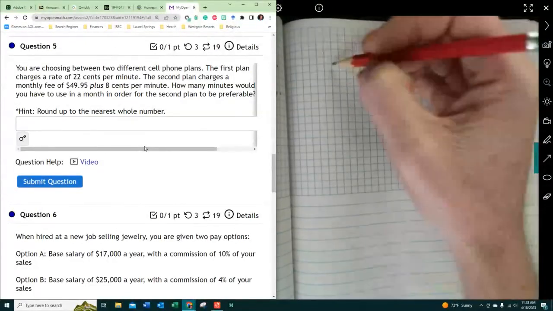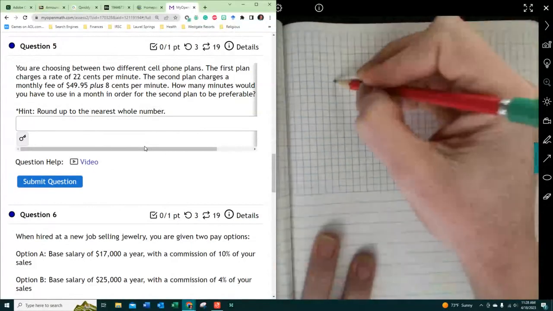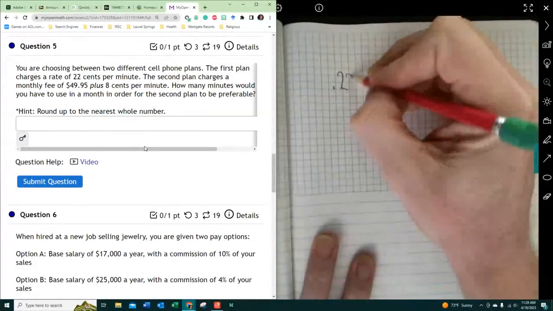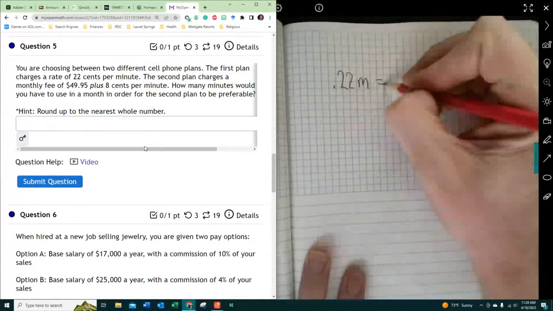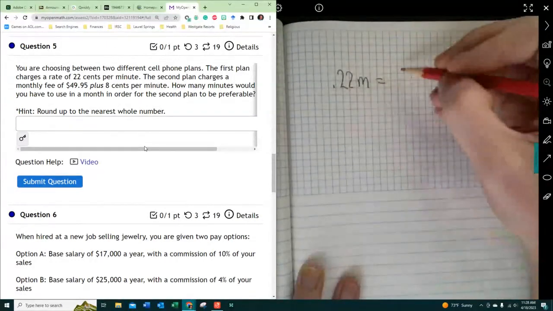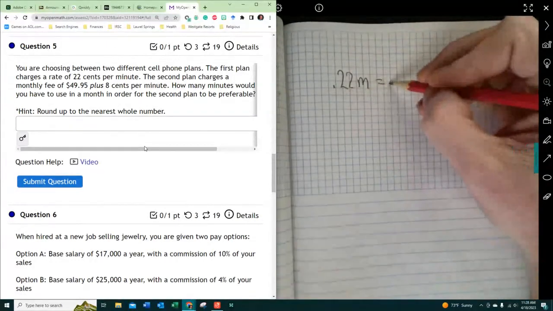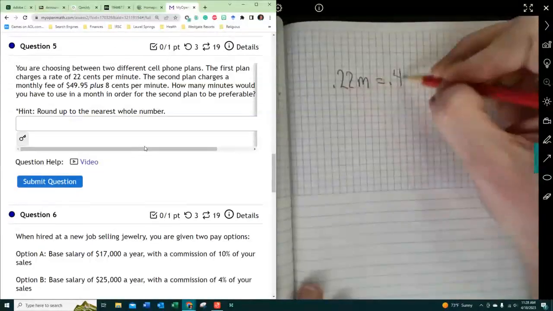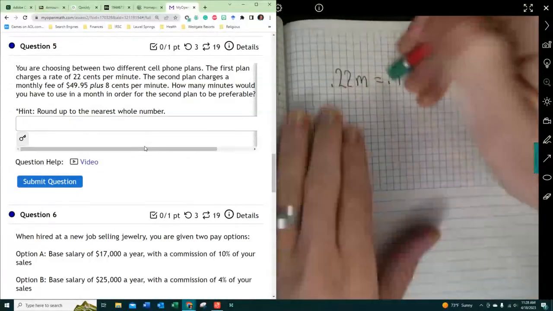All right, now it's 22 cents per minute. So that's 0.22 per minute. And we're trying to see when will it be a better deal if we take and give them $50 basically.